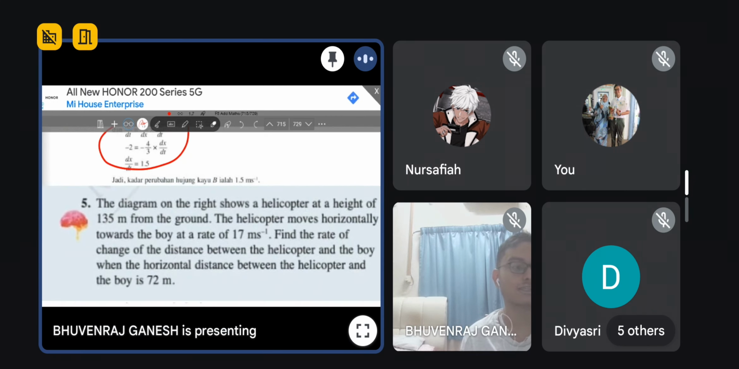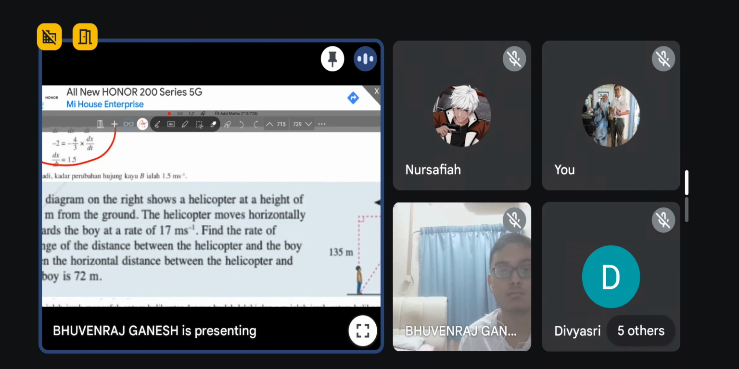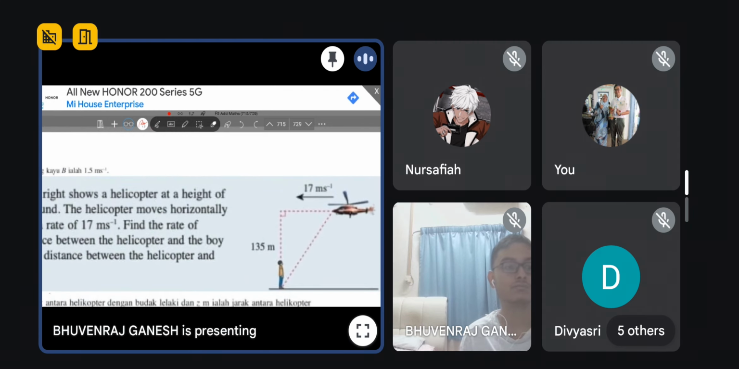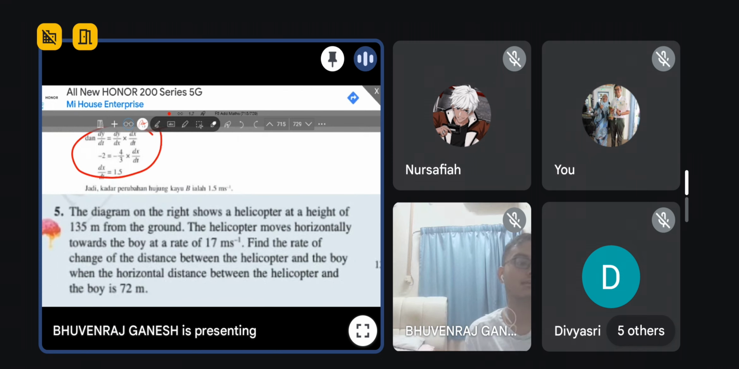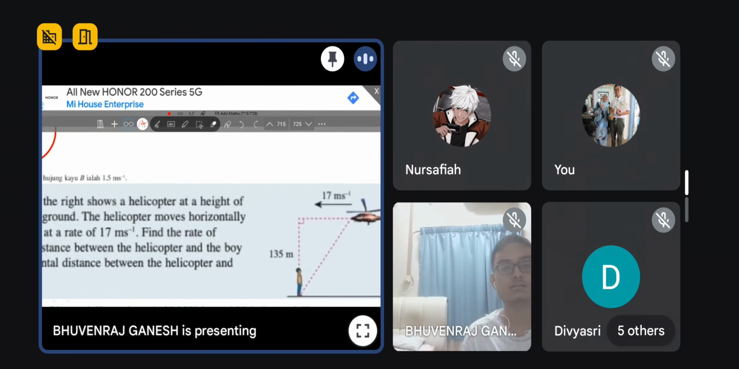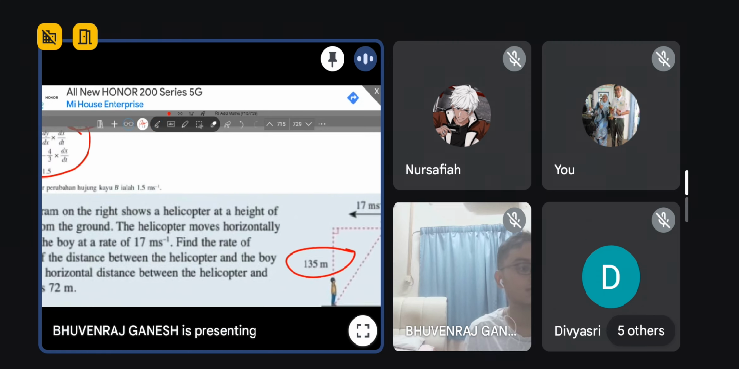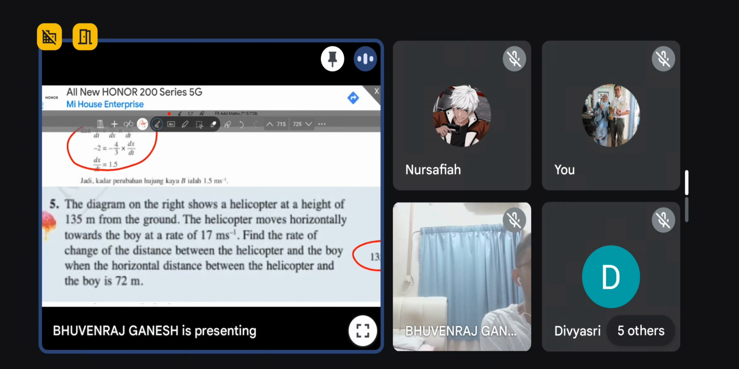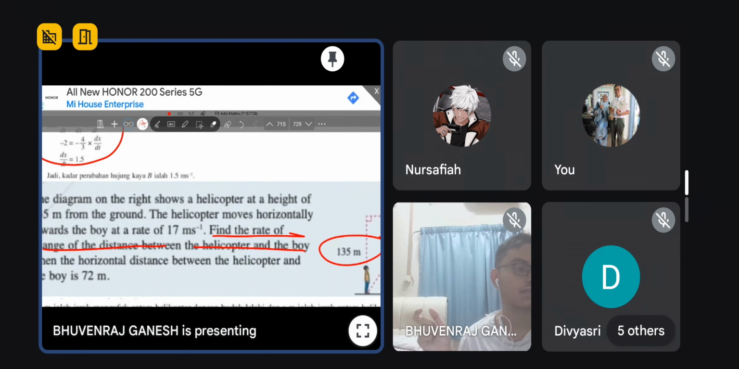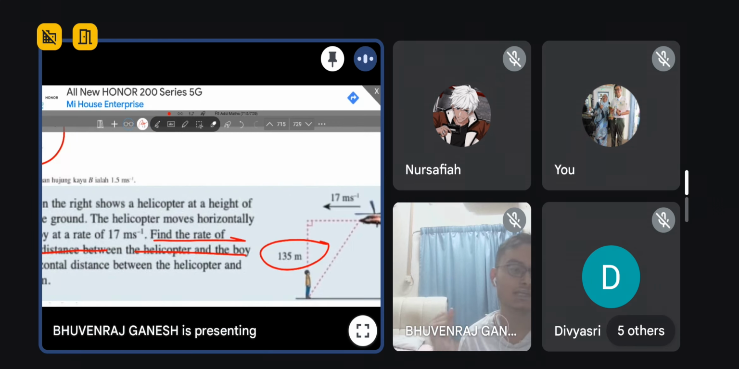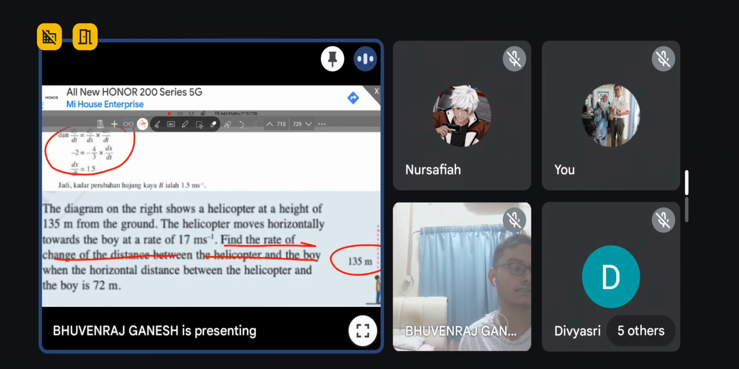Okay, so now, I think this question is the hardest of every single question, but the working is very short, sangat pendek. So if you see this question, you got a helicopter flying, 135 meter dari tanah. So they show you over here. And then, okay, question is this one. Cari kadar perubahan jarak antara helikopter dengan lelaki itu. Okay, so that is the question.